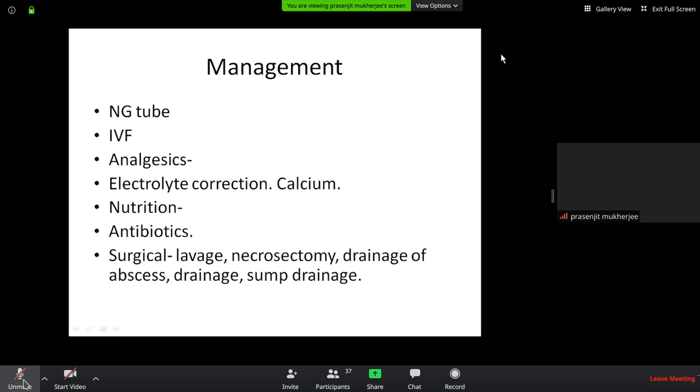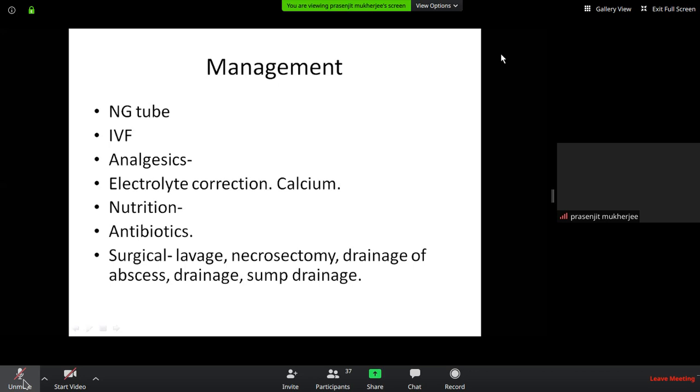Among electrolyte corrections, mostly we are bothered about calcium, because normally if you give Ringer lactate, sodium and potassium are mostly corrected, but calcium is not corrected. So additional calcium gluconate injection you have to give when there is hypocalcemia. Okay? Now come to nutrition.